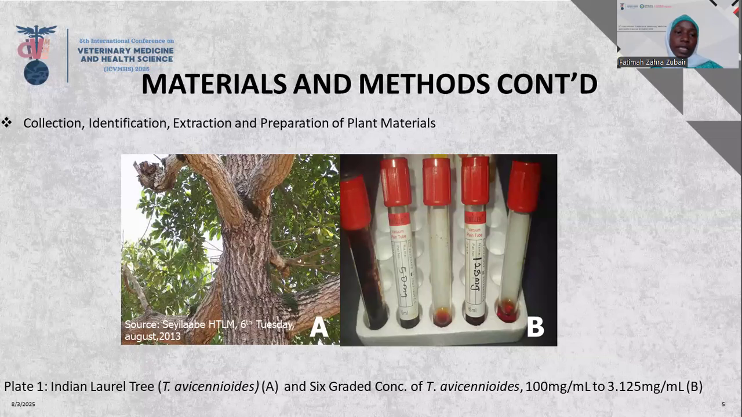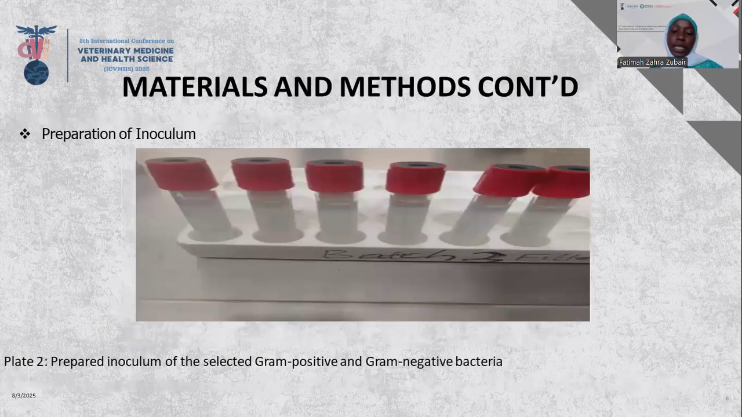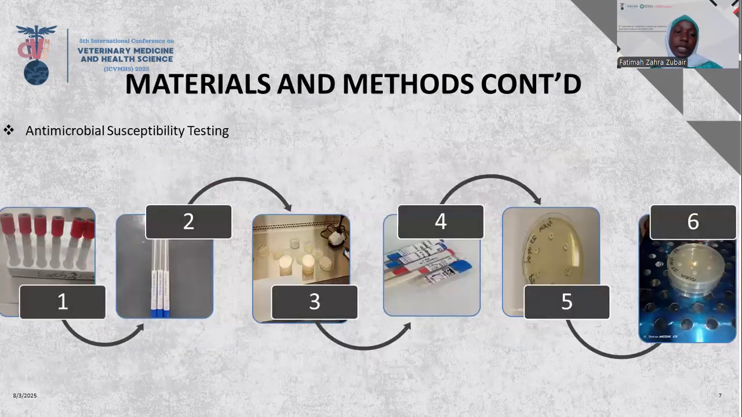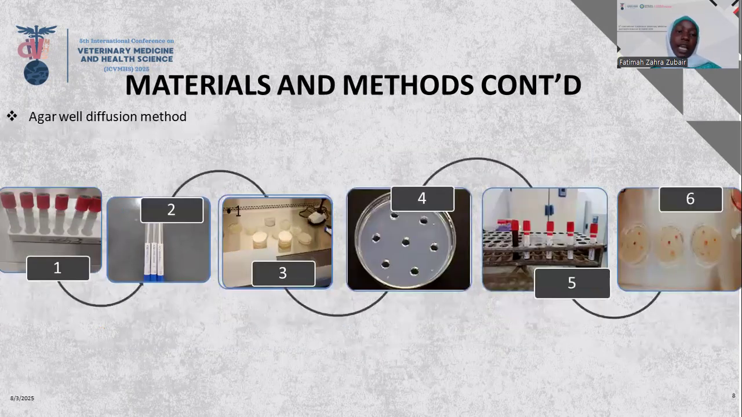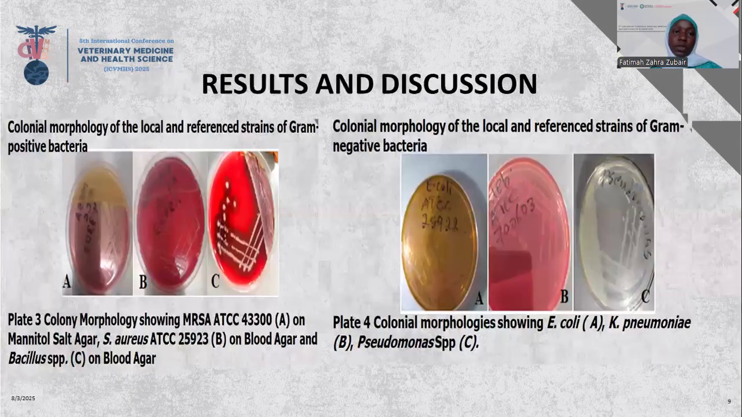The stem bark of the plant extract was collected from Samaru campus in Ahmadu Bello University, and it was taken to the herbarium of the Department of Biological Science for authentication. It was then washed, dried, and pounded into powdered form, and 0.4 gram was dissolved in 2 ml of water, which was the stock solution, and serial dilution was made across 6 graded concentrations starting from 100 milligram per ml. The inoculum were prepared based on standard. The antimicrobial susceptibility test was also done based on standard. The agar-well diffusion method for determination of minimum inhibition concentration was done based on standard.